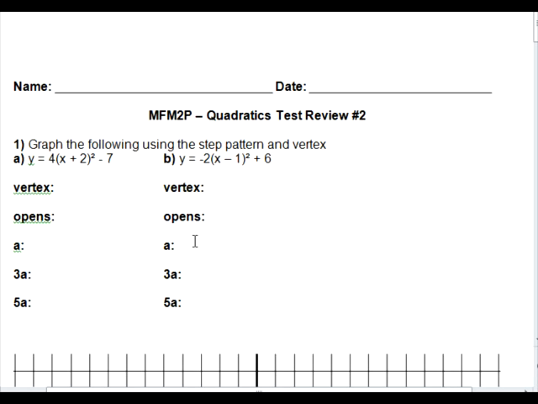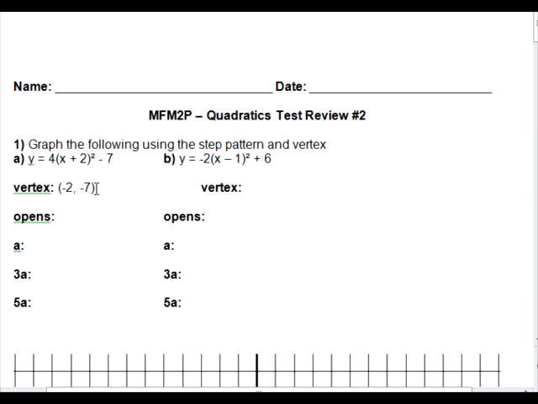Okay, so first of all, we're going to do 1A here, which says graph the following using the step pattern in vertex form. So the equation is y equals 4 bracket x plus 2 squared minus 7. Now, you should have copied this in front of you here, so you don't need to write any of this down. The vertex for this one is going to be, I'll bold all my answers here so you can hopefully see them, -2 and -7.